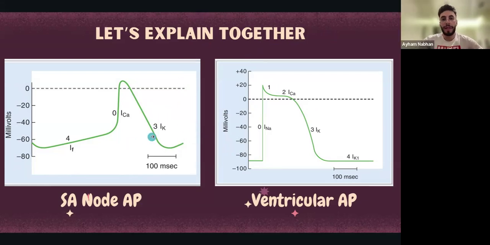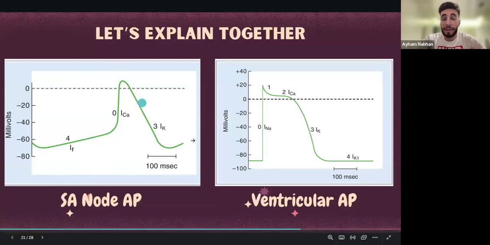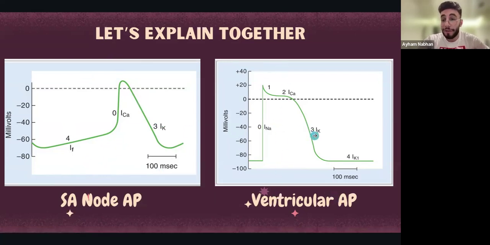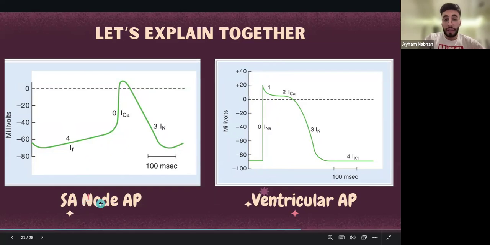So now let me explain it in details. Basically, here in the SA node or the pacemaker, we have 3 phases. And in the ventricular action potential, we have 5 phases, and they have different channels and different ion gradients and so on. Let's start with the SA node.